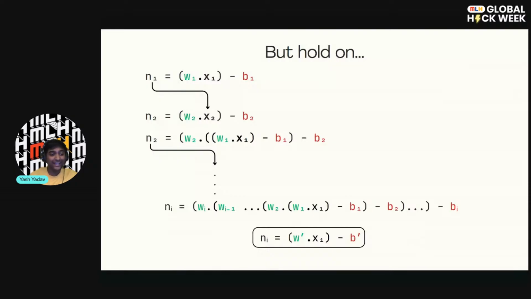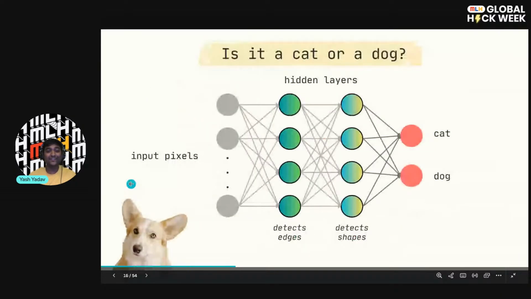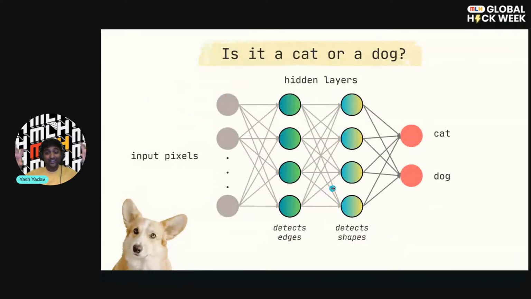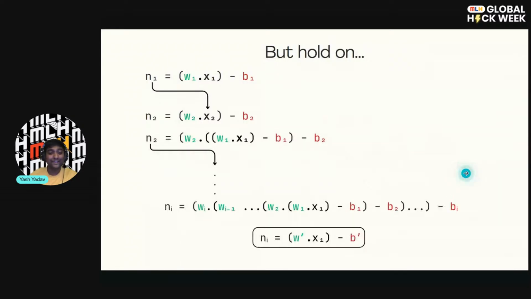It's just one line. So we made this big neural network with all these linear models, and when we calculate what happens, it just ends up becoming a big linear equation.